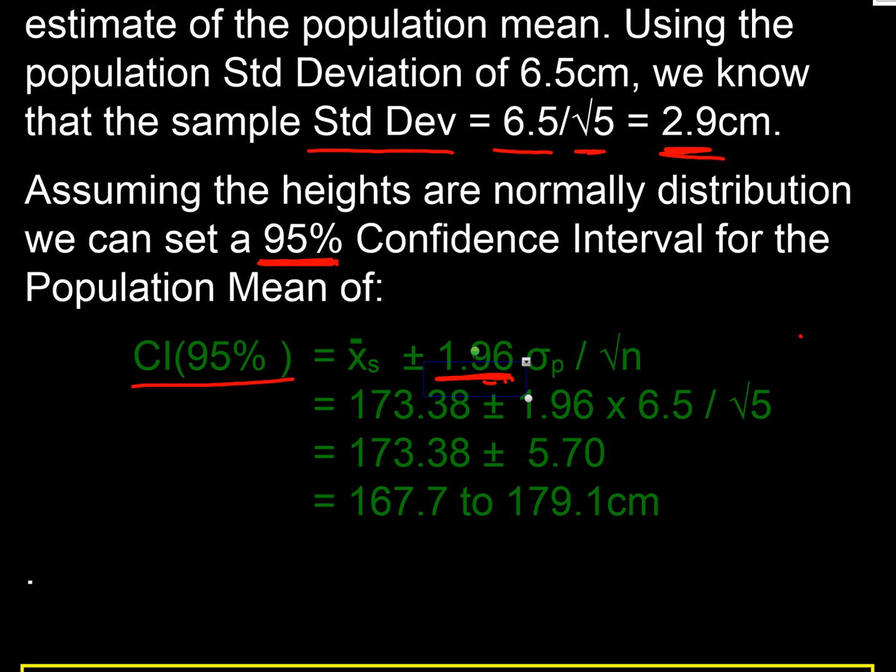So if we want to know our range, well, we know that it's our sample mean, which is our 173.38, and then we've got our plus or minus section. So it's plus or minus 1.96 standard deviations. And the standard deviation we know is 6.5 divided by root 5. That's our 2.9. So 2.9 times 1.96 is 5.7. So we've got 173.38 plus or minus 5.7. And so we've got a range here that we think the population mean is between 167.7 to 179.1 centimetres in 95% of the cases. So that's quite a narrow window, isn't it, for us to be working in. And that's what makes this property very useful.